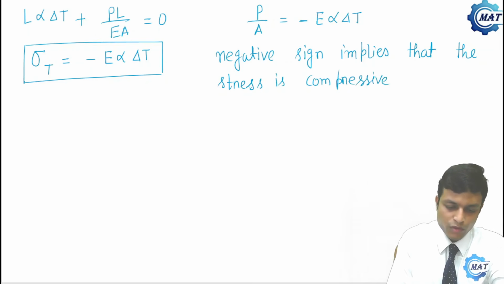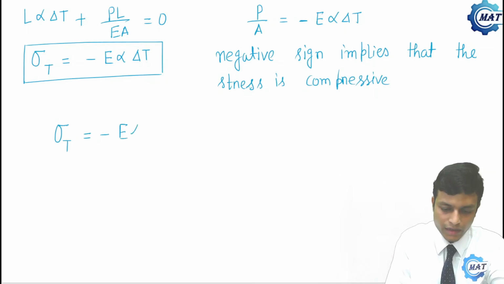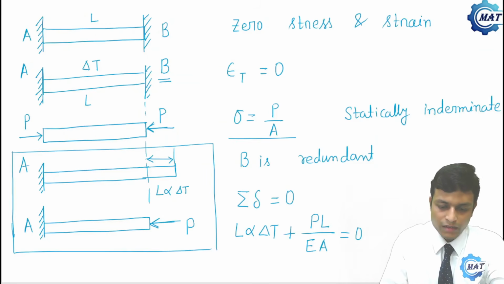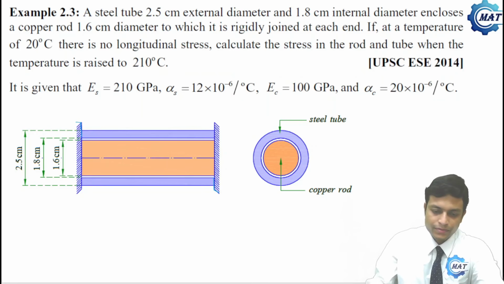So the amount of thermal stress we have determined is minus E alpha delta T. This is the amount of thermal stress that will be generated when this bar is kept between two fixed supports and the uniform temperature rise is delta T. Now let us solve this problem.